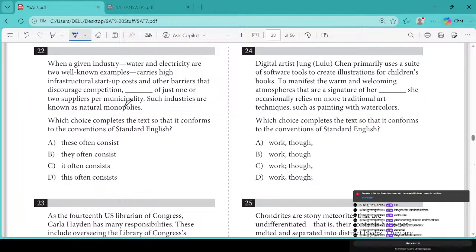Okay, let's move on to question number 22. When a given industry, whatever. I'm too lazy to read. This whole thing is a clause. So this is starting another clause, and it's an independent clause because this is a dependent clause. This is an independent clause.